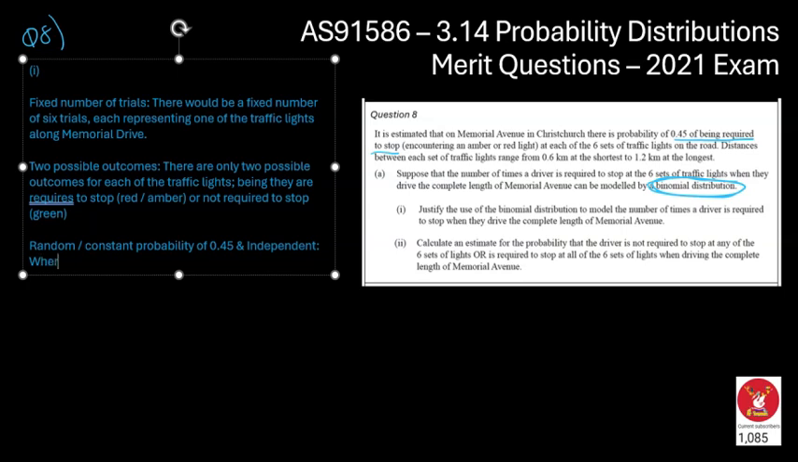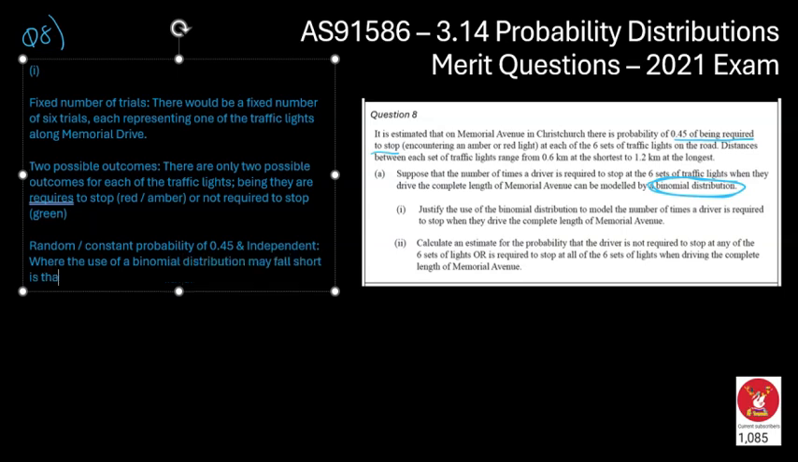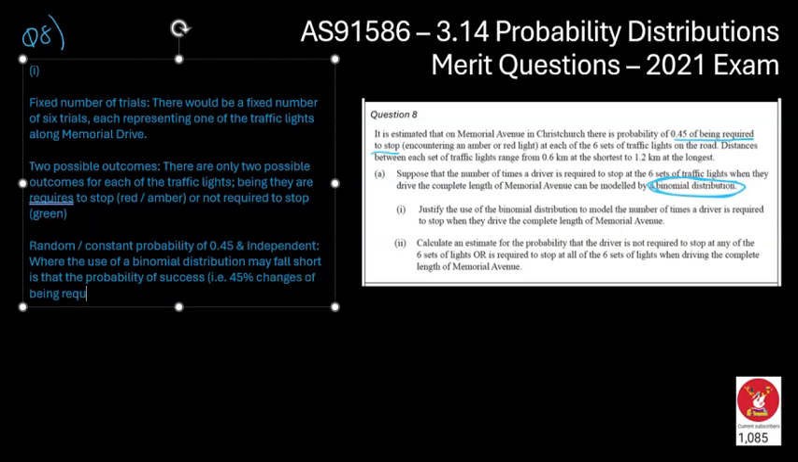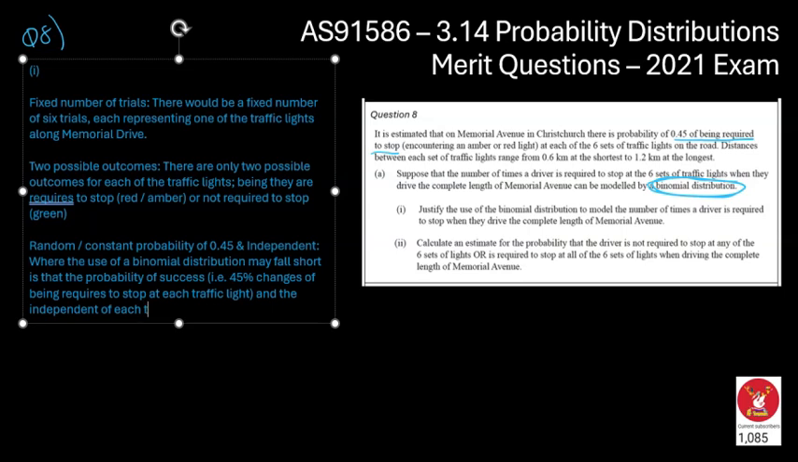So where the use of a binomial distribution may fall short is that the probability of success, i.e. 45% chance of being required to stop at each traffic light, and the independence of each traffic light. So that's where I think they fall short. I don't think this one works.